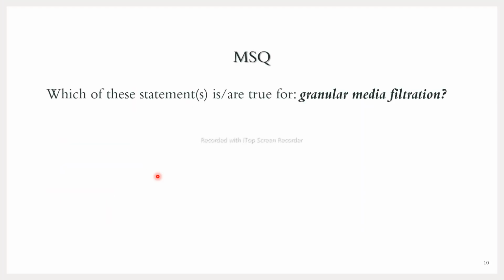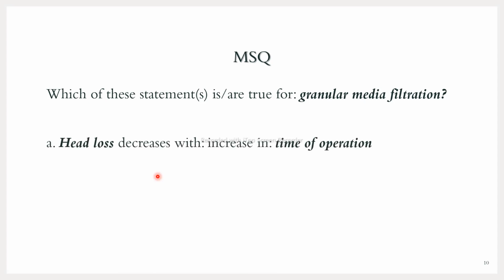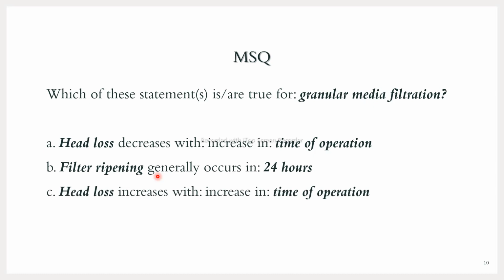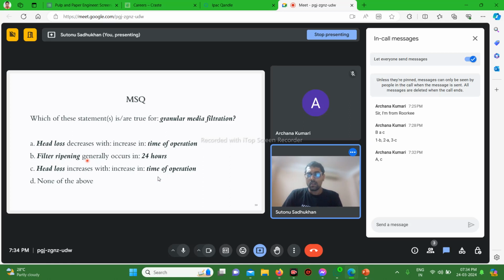So again an MSQ. Which of these statements are true for granular media filtration? Again, more than one option may or may not be correct. Option A is head loss decreases with increase in time of operation. Option B, filter ripening generally occurs within 24 hours. Option C, head loss increases with increase in time of operation. And option D is none of the above. So, which of these statements are true for granular media filtration?